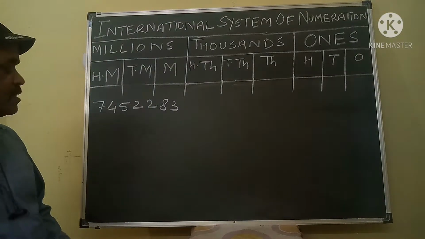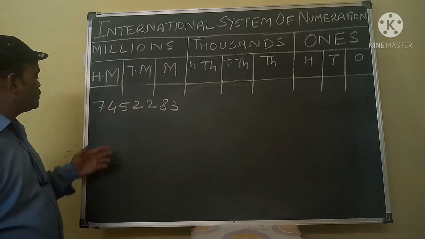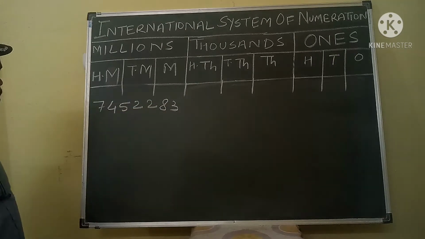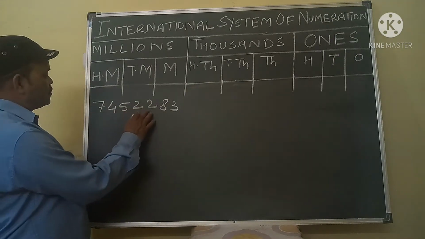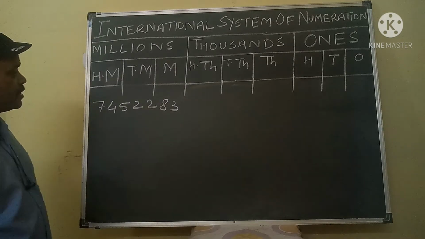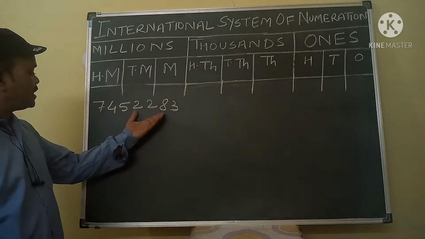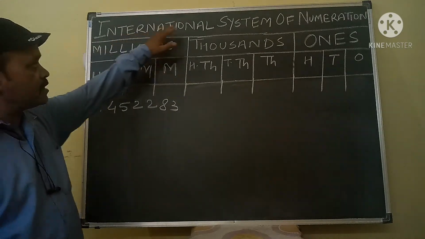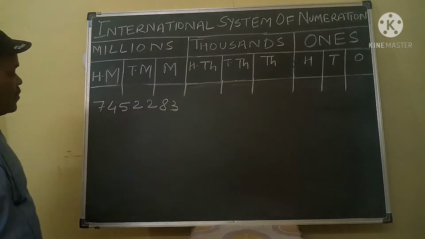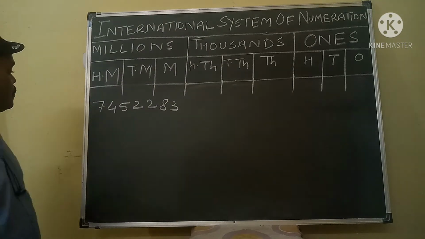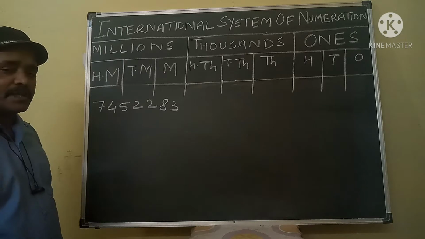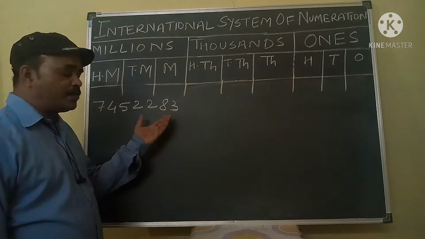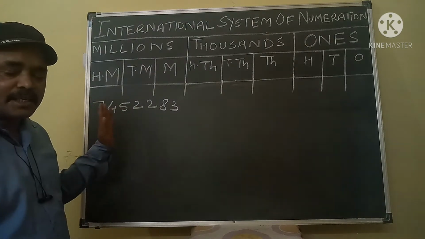Again, my dear students, this is one more question for you. This is 7452283. Okay, 7452283. What is your question? How can you read and write this number according to International System of Numeration? Okay, so for this question, what is your first step? Your first step is we will put the comma after 3 digits.